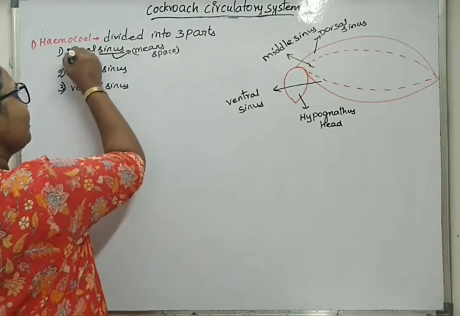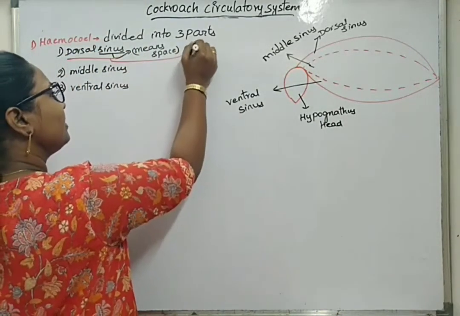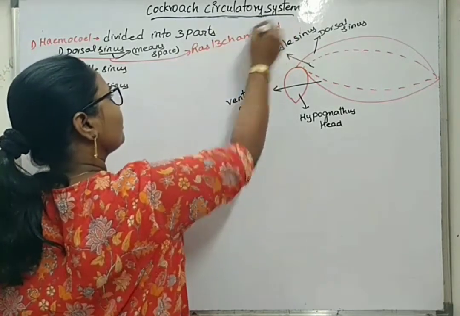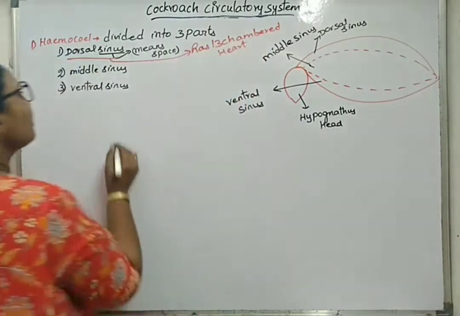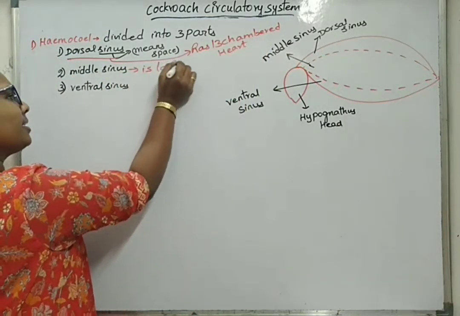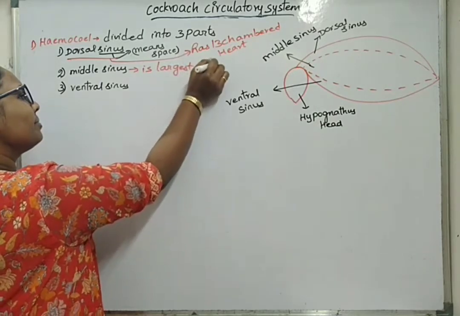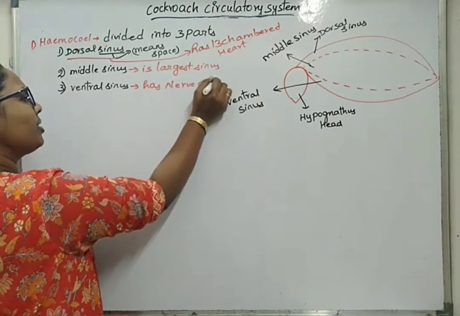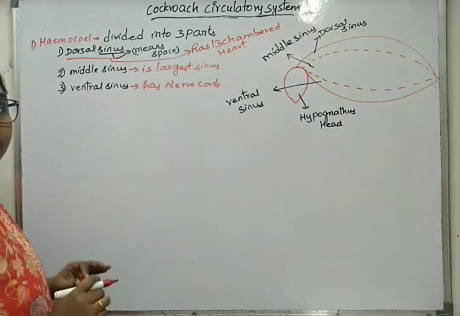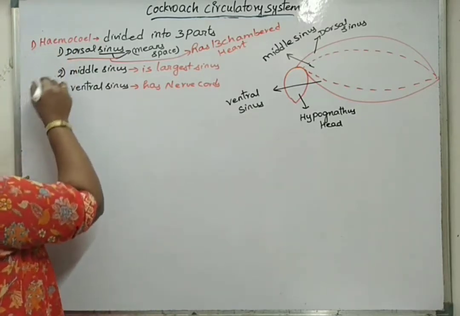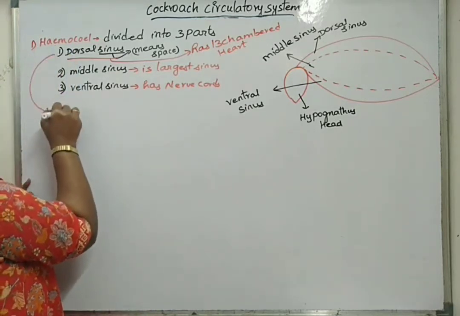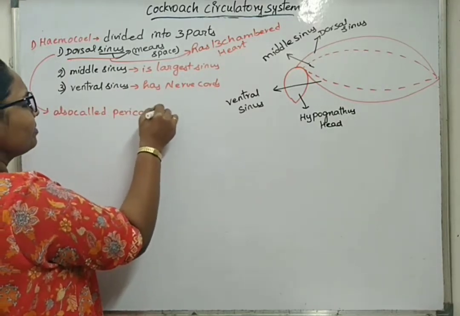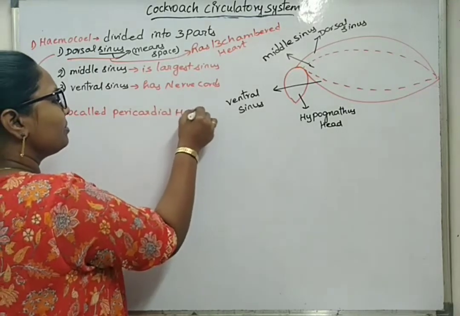In the dorsal sinus, there is the heart, which has 13 chambers. The middle sinus is the largest sinus. The ventral sinus has the nerve cord. There are other terms for these. Dorsal sinus is also called pericardial hemocoel.